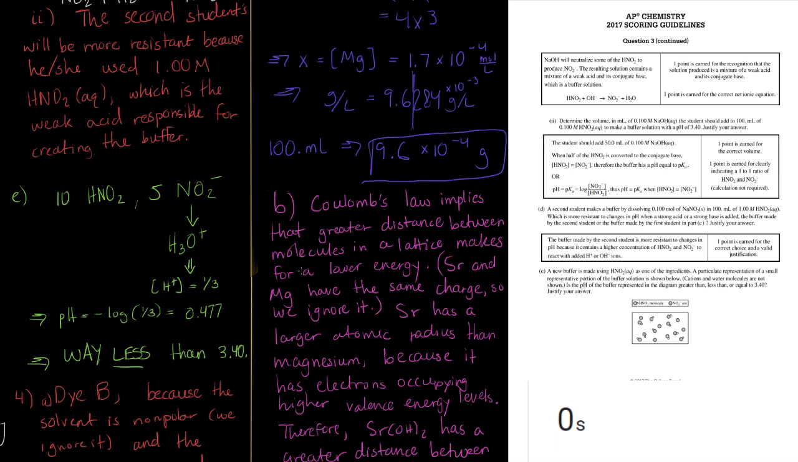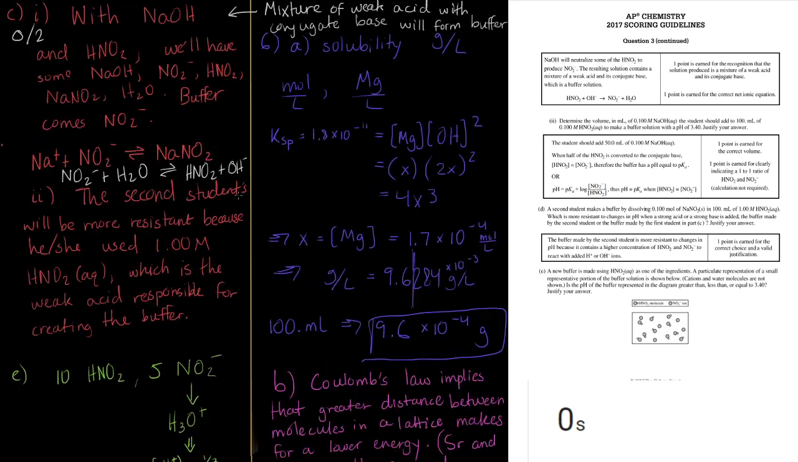So, part II. The student should add 50 milliliters of the NaOH. Oh, sorry. Wait, what? Oh man, did I completely skip part D by accident?